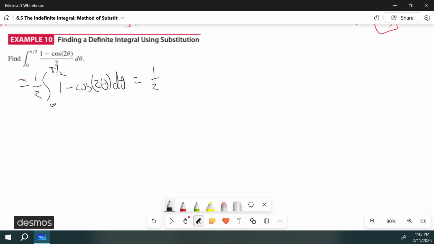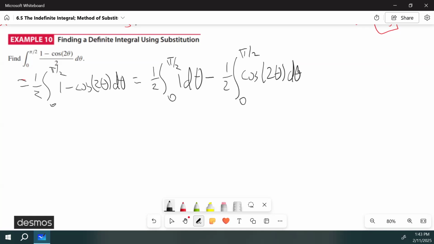So 1/2 integral from 0 to pi over 2 of 1 d theta minus 1/2 integral of cosine of 2 theta d theta. And here it's still going to be 0 to pi over 2. All right, this first one, the antiderivative of 1 is normally just x, but we're using theta as the variable. So it's going to be 1/2 theta evaluated from 0 to pi over 2 minus 1/2 the integral of cosine 2 theta d theta.